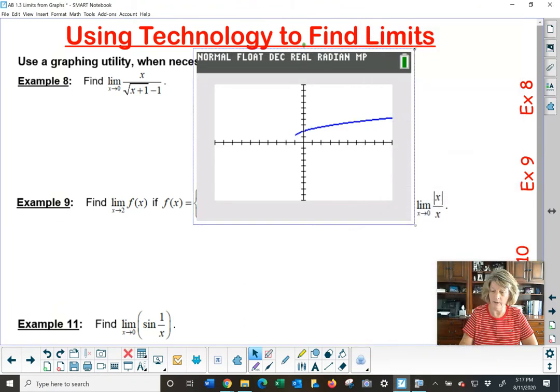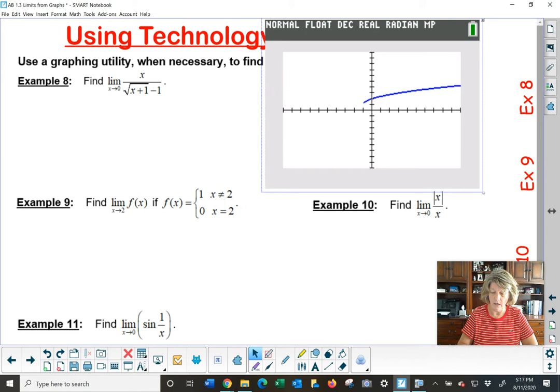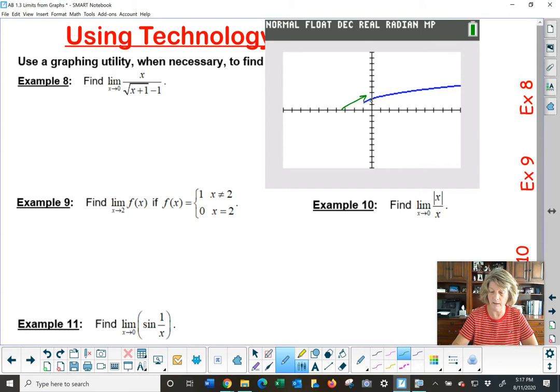Let me get rid of my calculator. There's my picture. And now let's just talk about the left and the right side. As I come into the left side of 0, looks like we have a height of 2. As I come in from the right side of 0, I also have a height of 2. So since the left and the right agree, we get to answer that yes, there is a limit. It is 2.